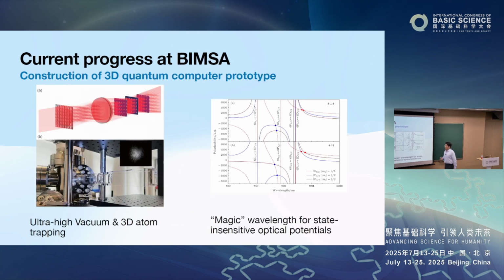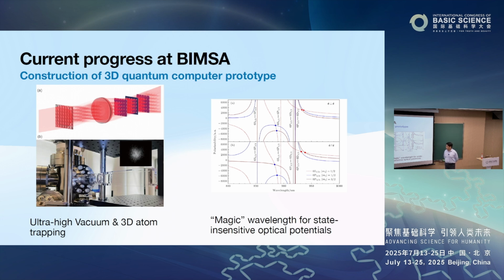So we are building this kind of setup. This is a cartoon showing the self-interference patterns of the array. And this is our vacuum apparatus, in which we have already trapped atom arrays here at BIMSA in building A7. We're planning to use the so-called magic wavelength optical tweezer trap for state-sensitive optical potentials, which basically means that atoms in the ground state and in the excited state will experience the same optical potentials.